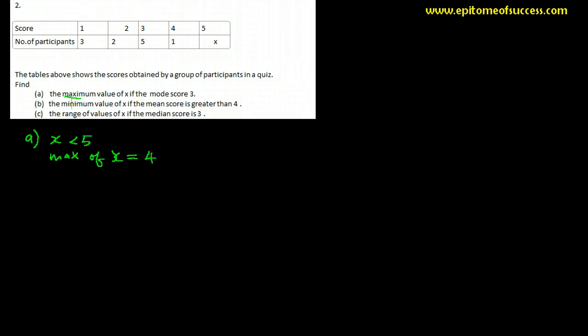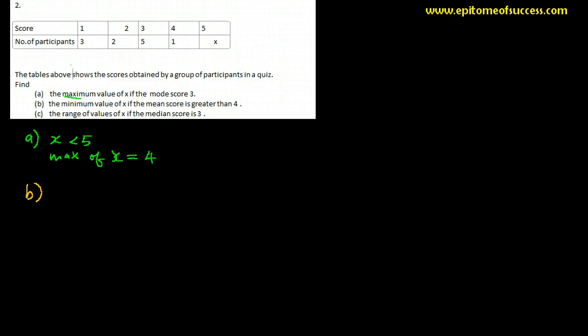All right, now let's move on to B. The minimum value of x if the mean score is greater than 4. So now, the mean of the entire score, the average of scores for all the participants would have to be more than 4. So what is the value of x that you must have? But it says it's minimum, all right? So now, you're going to form an inequality because they say the mean score is greater than 4, not equal to 4. So you cannot form an equation, but you form an inequality. So to form an inequality, you write it like this.